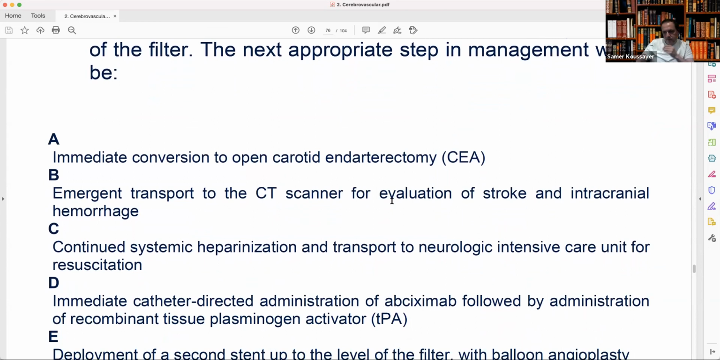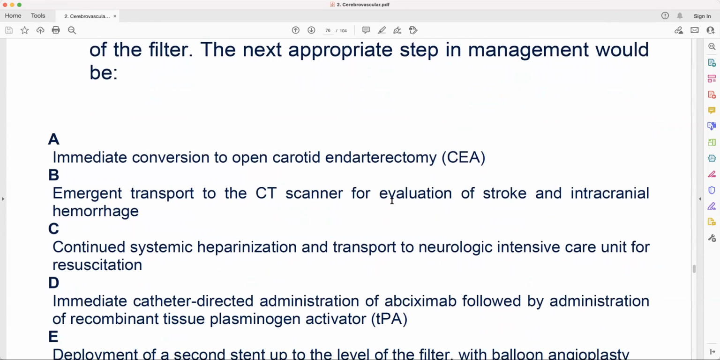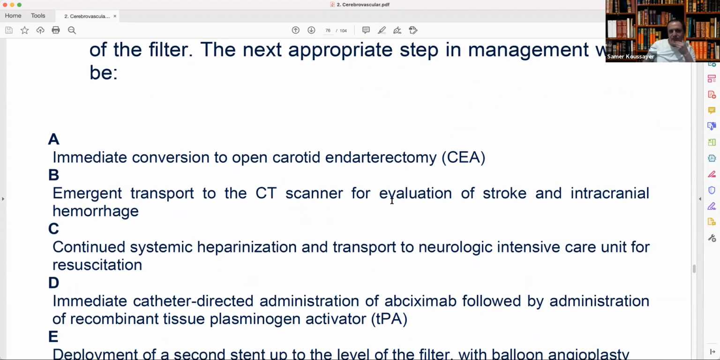B, emergent transport to CT scanner for evaluation of the stroke and intracranial hemorrhage. I don't think we need to do that. We already have a problem. We know what the problem is. We know the issue. So I think this would be a waste of time.